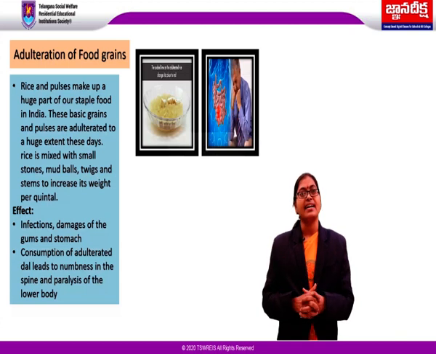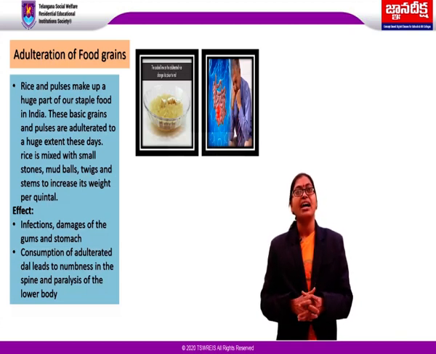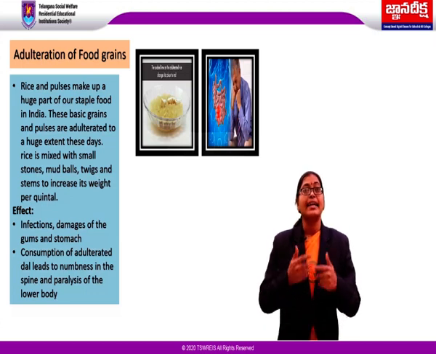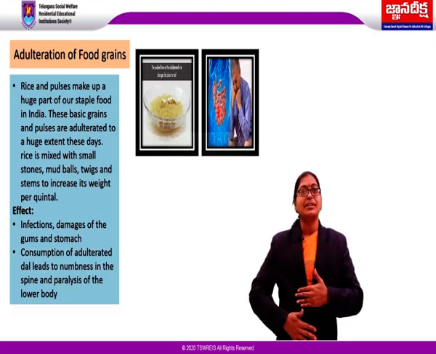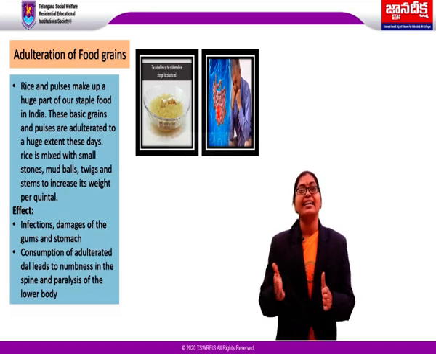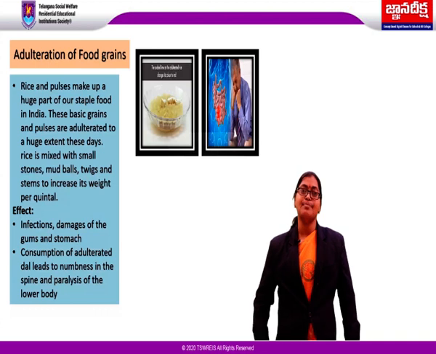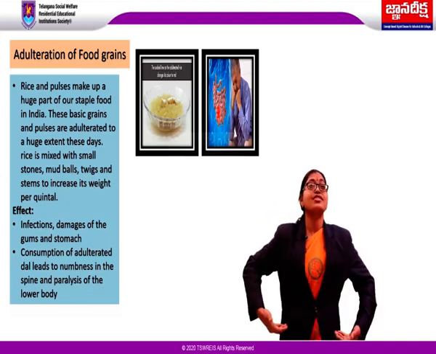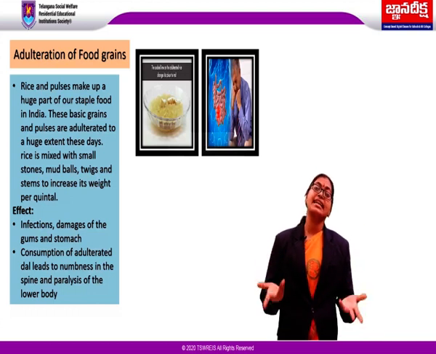So what are the effects that take place if you are consuming the adulterated food grains? Infections, damage of the gums and stomach. At the same time, consumption of adulterated dal leads to numbness in the spinal cord. Due to the numbness in the spinal cord, paralysis of the lower body parts takes place.